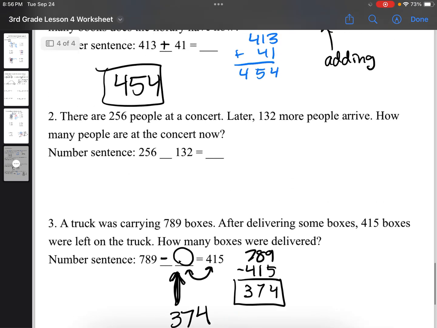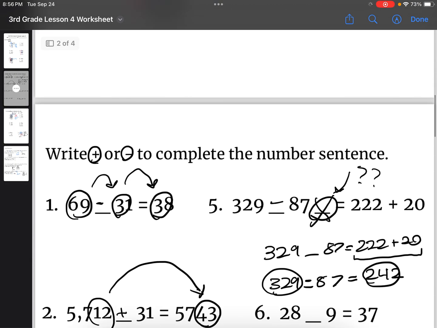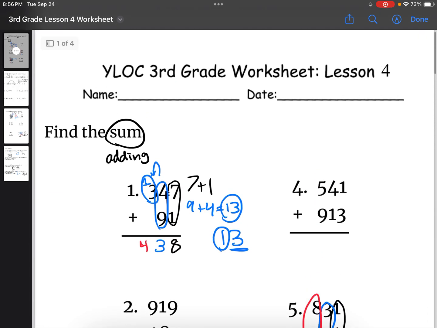I hope you guys learned a lot through this lesson. Make sure that you understand how to round and the method that we learned on how to find whether an equation is addition or subtraction.